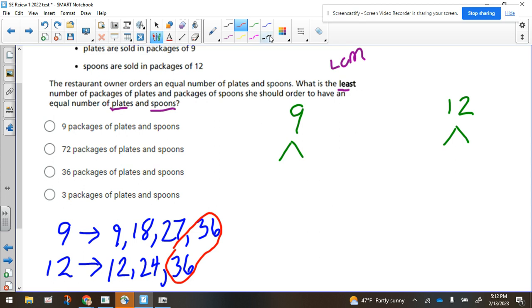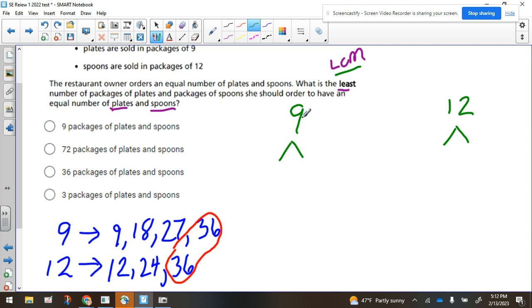But I do want to remind you of how we might use prime factorization to come up with the same answer. When the numbers are smaller, like 9 and 12, that's more manageable. But what if the numbers had been like 108 and 124? That would have been a total nightmare. So I do want to review how to find the LCM using prime factorization.